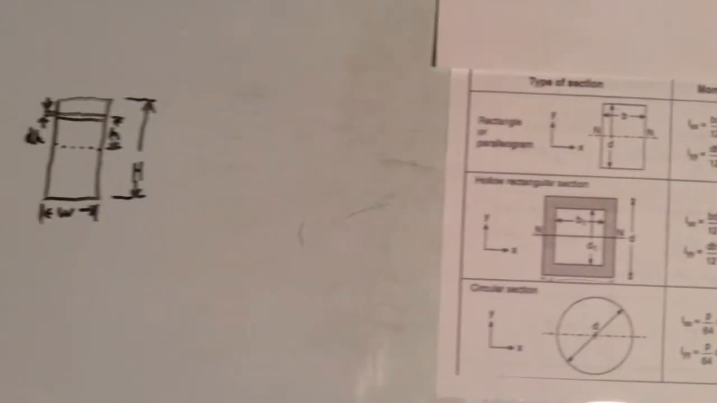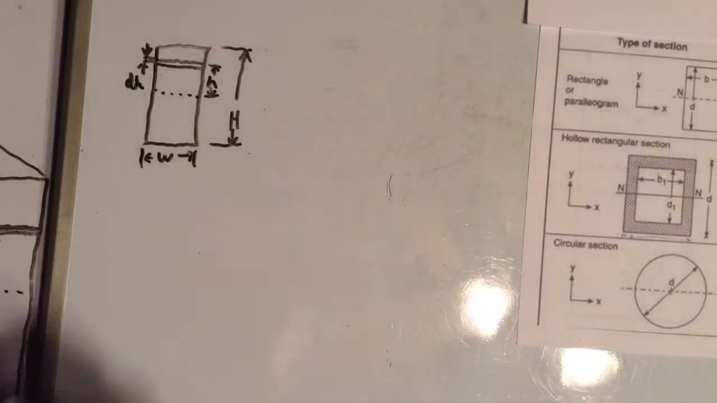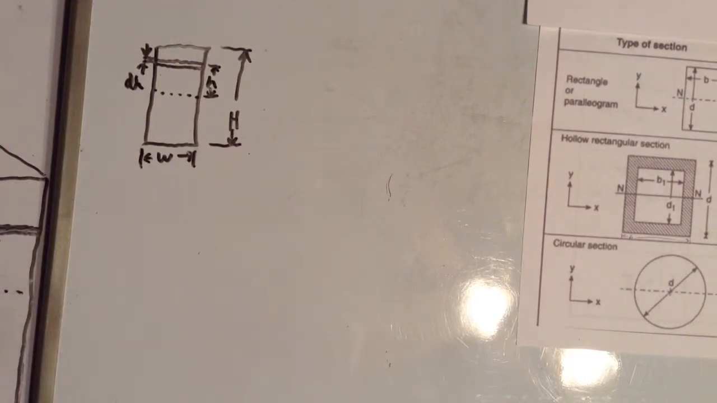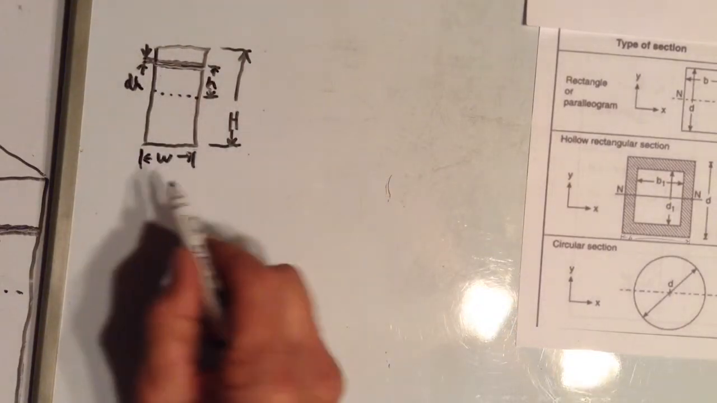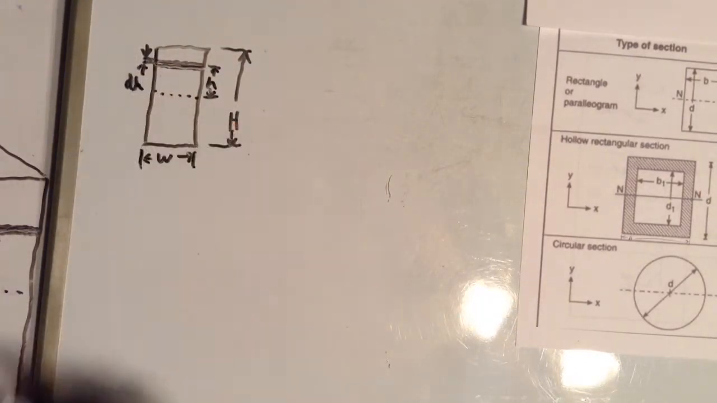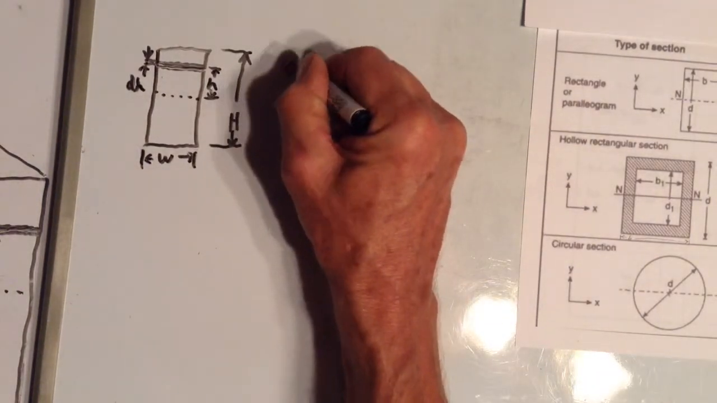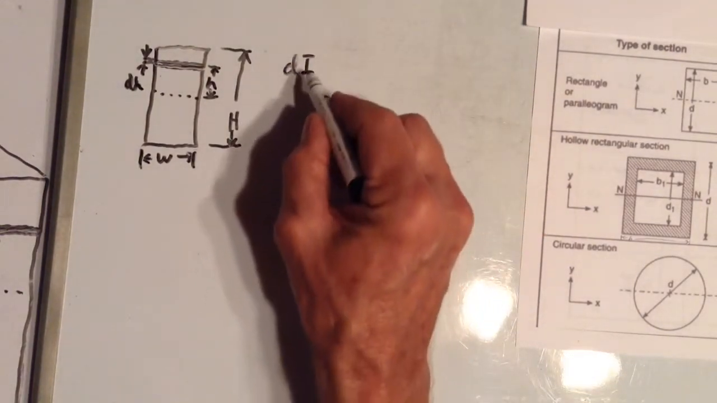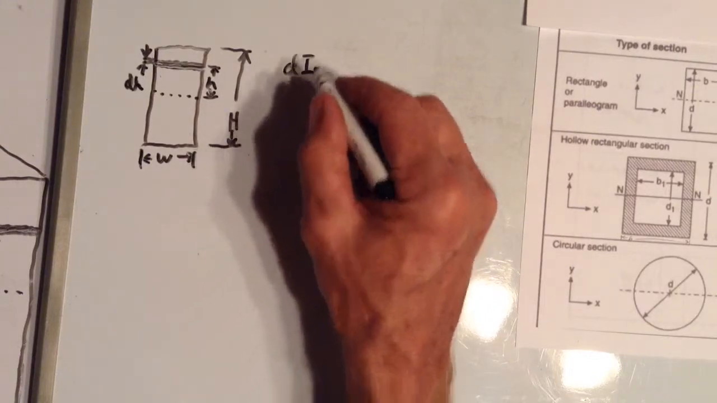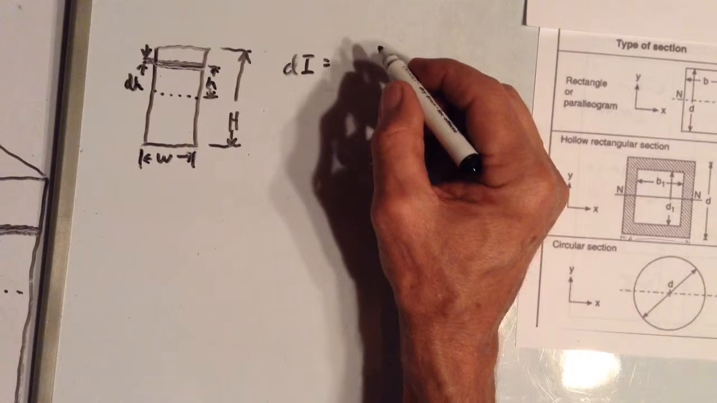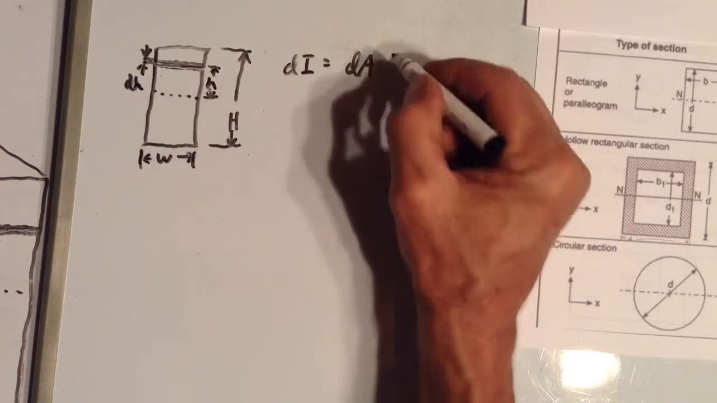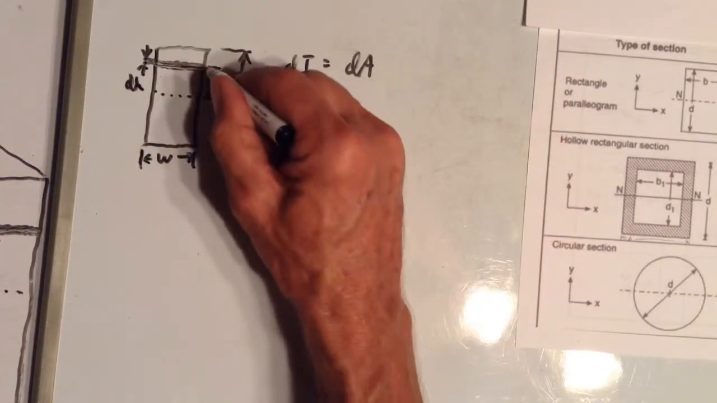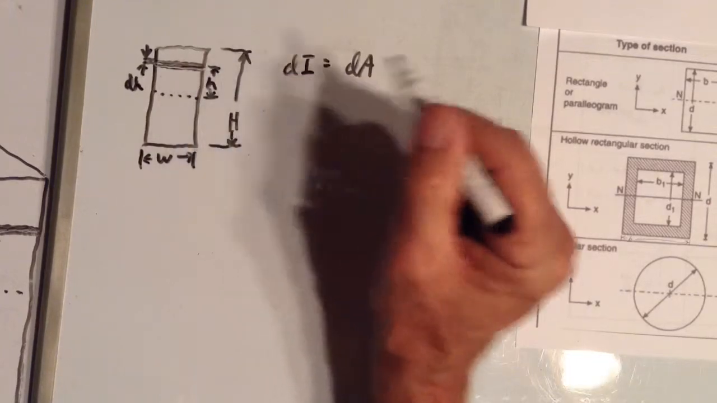So let's take a look. Here's our 2x4, our rectangular cross section. Let's look at this little sliver of area right there. It's W wide and it's dH high, and we know that dI, a little increment of moment of inertia, is equal to dA, which is the area of the sliver, W times dH, times the distance between the sliver and the centroid squared.